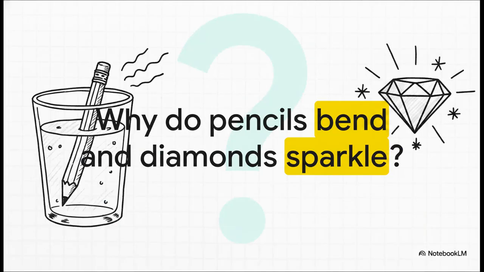Have you ever looked at a glass of water with a pencil resting in it and thought, why does that look completely snapped in half? Or perhaps you've marveled at how a diamond somehow manages to capture light and just explode with sparkle. Well, these aren't just random, unexplainable illusions. They're the direct result of the strict, highly predictable rules of optics. By the end of this explainer, you're going to know exactly the mechanics behind these everyday mysteries.